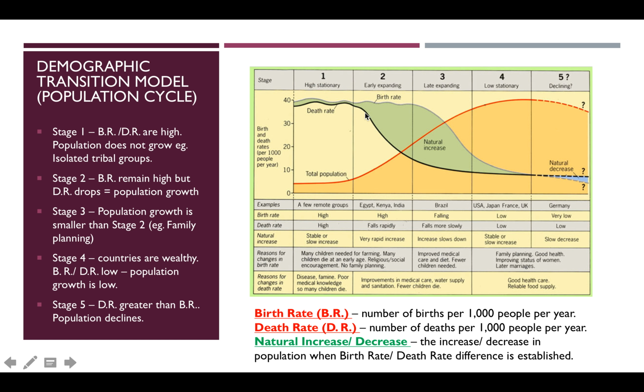Stage 2 is where the death rate, you can see, drops off significantly. And that's what's important in the second stage here. As a consequence, the population will quickly start to expand. That's your early expanding stage, as it says. So this is where you have improvements in medical care, for example, coming into countries, or water supply and sanitation. Fewer children are dying, basically. And that's in places like, as it says, Egypt, Kenya, India. So there's a rapid drop in the death rate, and the birth rate stays the same. So there's a very rapid natural increase.